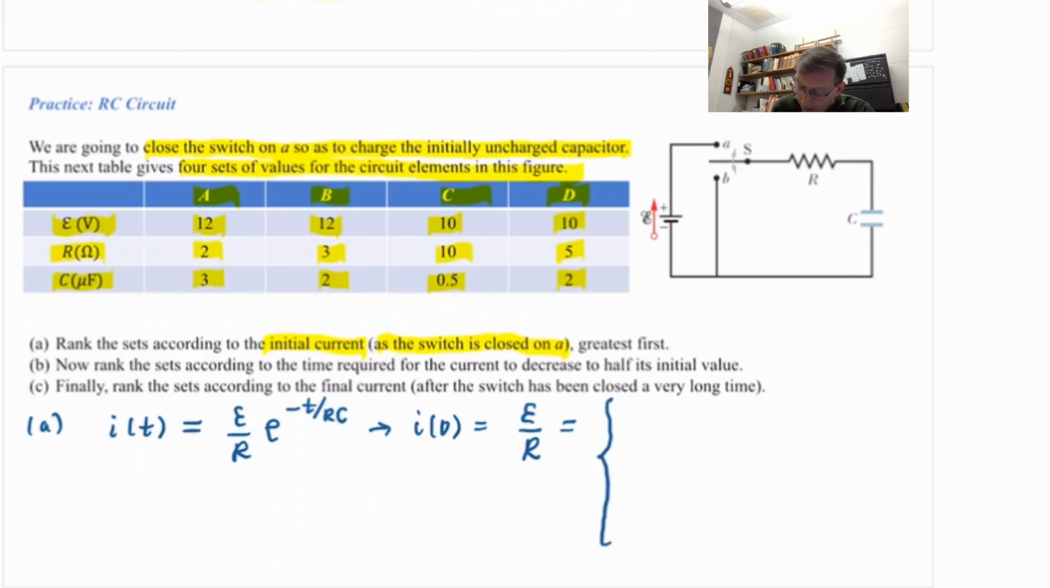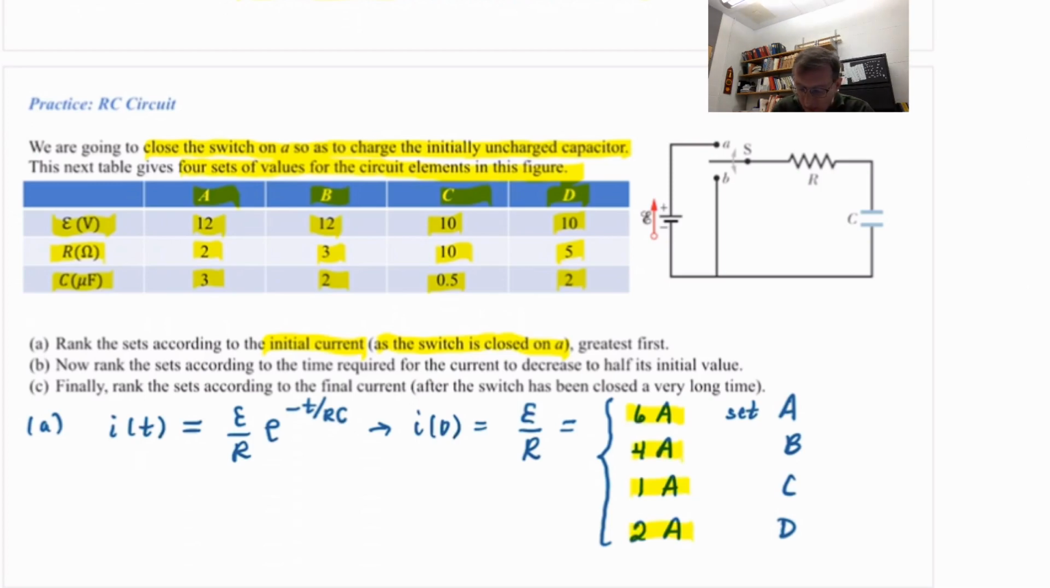What's E over R for set A? 12 divided by 2, I think. 6 amperes for set A. What's the EMF over R for set B? 12 over 3. 4 amperes for set B. For set C, we get 1 ampere. For set D, we get 2 amperes. So what's the ranking of the initial currents? There's the biggest, set A. Then set B, then set D, then set C. Okay, that's part A. Part B.